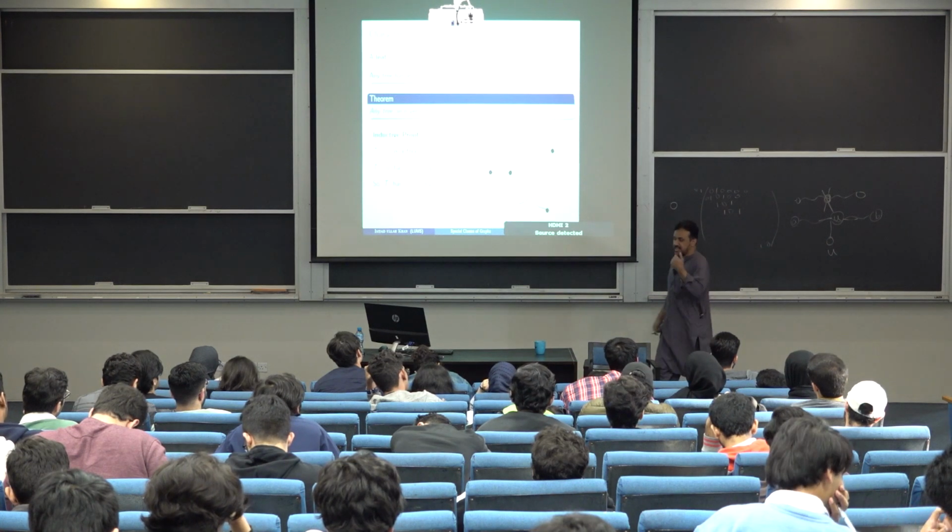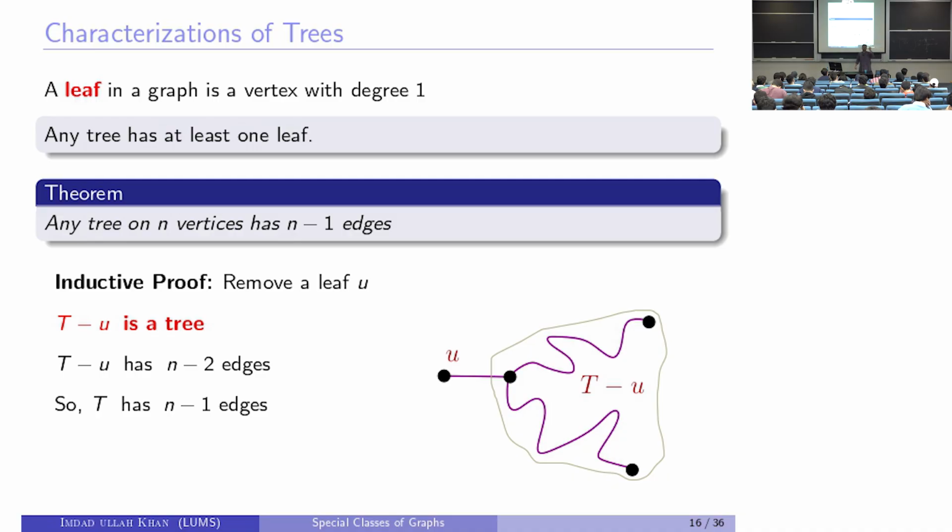So if I delete a leaf from a graph, the remaining graph will still be connected, and the remaining graph cannot have a cycle. Okay? So the remaining graph is a tree on n minus 1 vertices. By the inductive hypothesis, any tree on n minus 1 vertices has exactly n minus 2 edges, right? So those n minus 2 edges plus this one edge give me n minus 1 edges in this tree on n vertices. Just using the fact that I deleted a leaf.